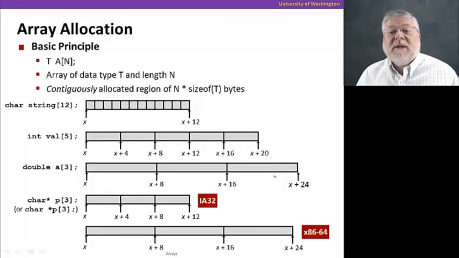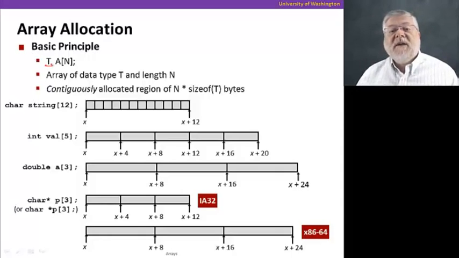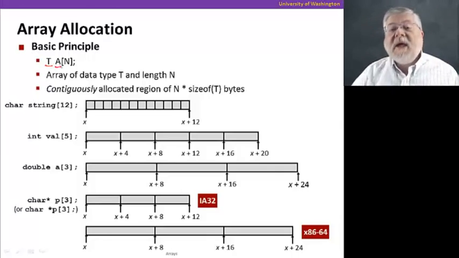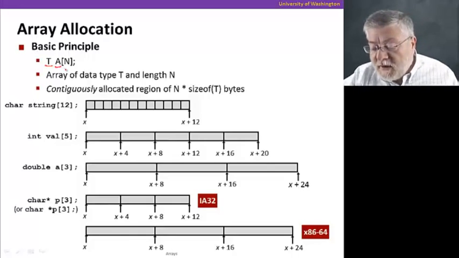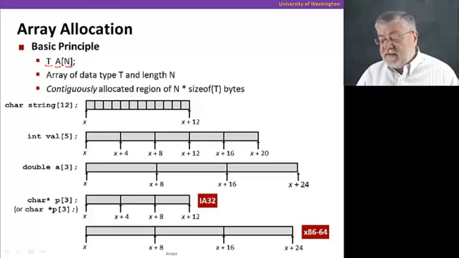We'll begin with arrays, and the basic idea behind arrays is that they have elements of a certain type, in this case using the T. Of course, the array has a name, A, and then it has a number of elements, or a length. And this leads to a contiguously allocated region of memory that is of size n times the size of that data type. So if these were ints, it would be 4 times n in bytes, because ints are 4 bytes each.